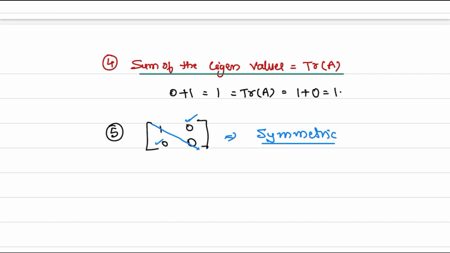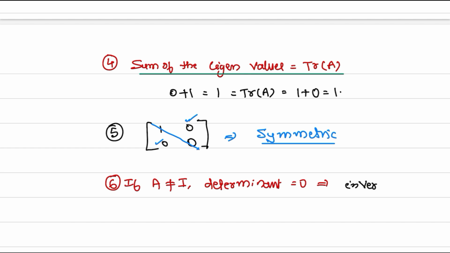Now, invertibility. Here the condition is A is not equal to I. When A is not equal to I, the determinant is equal to 0. If A is not equal to I, determinant is equal to 0. That implies it is invertible.